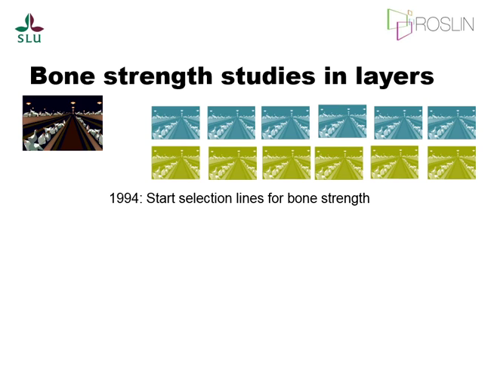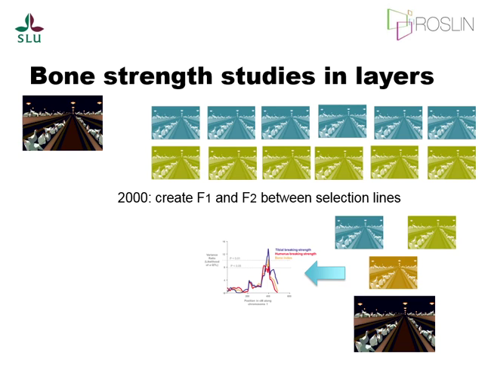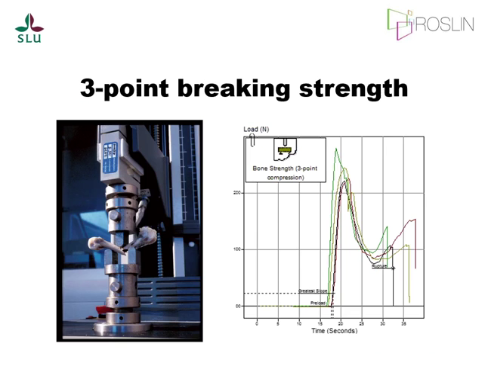They took a population from that and started to select it divergently for bone strength for a number of generations at the Roslin Institute. And then in 2000, they took the high line and the low line and made a cross between them, as we do in many species for QTL detection.